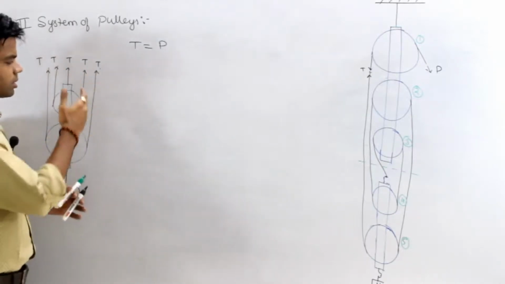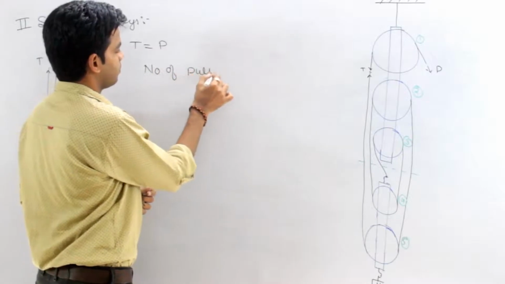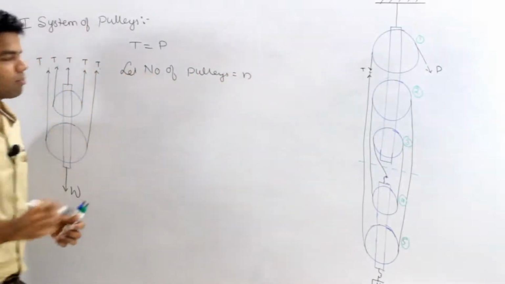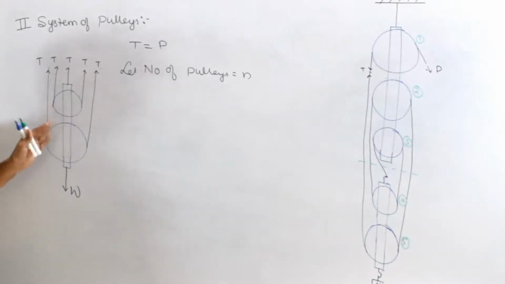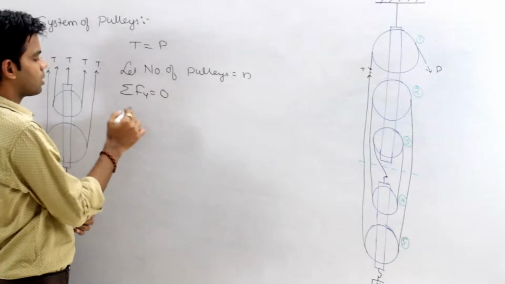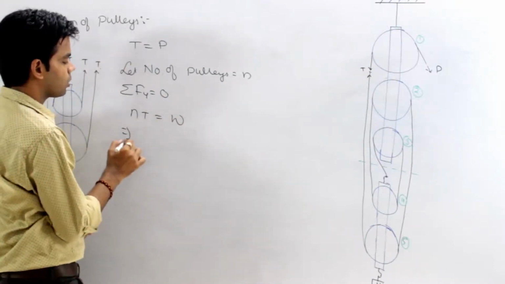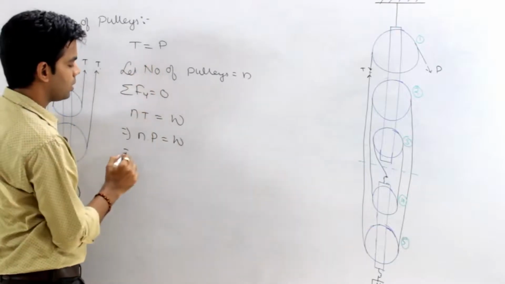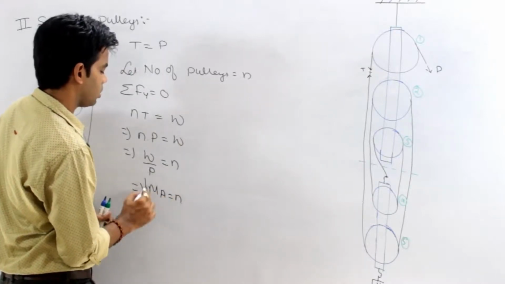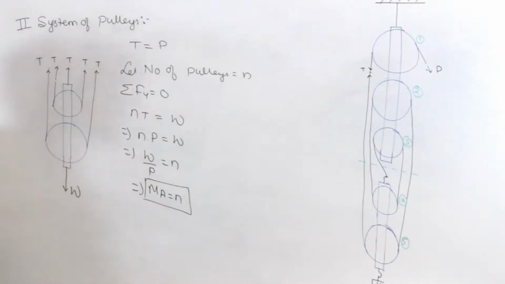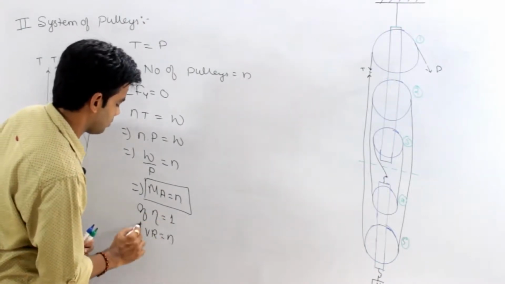Here we have considered 5 pulleys. Let's suppose the number of pulleys is n. So we will have n ropes in the free body diagram. If I put the equilibrium equation summation of Fy is equal to 0, what I will get is n into T, n ropes into T, is equal to W, or you can say n into P is equal to W since T is equal to P, or W by P is equal to n. This is nothing but mechanical advantage, which is equal to n for this second system of pulleys. And obviously if efficiency is equal to 1, then velocity ratio is also equal to n. Clear or not?